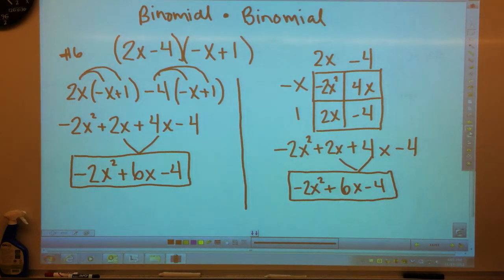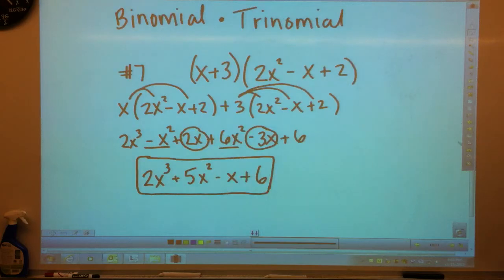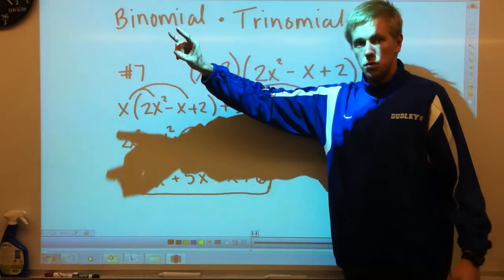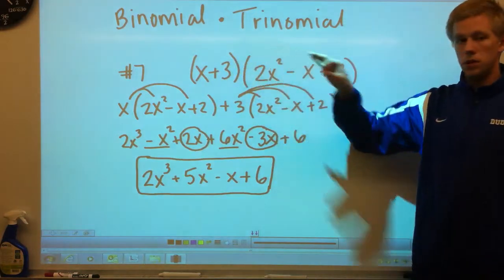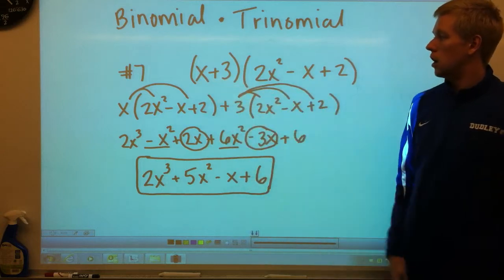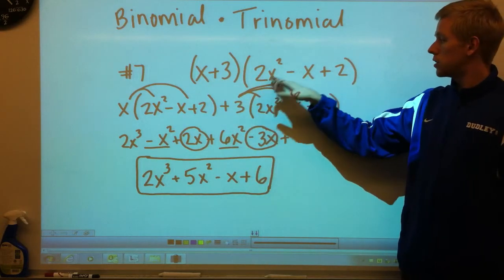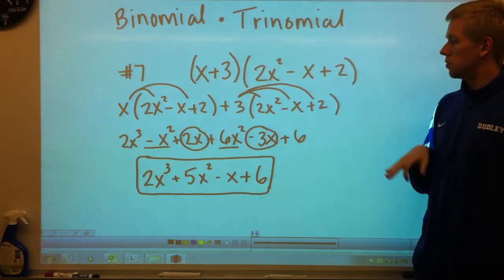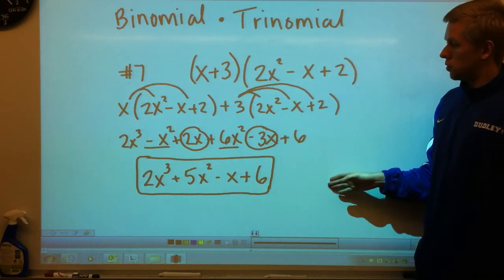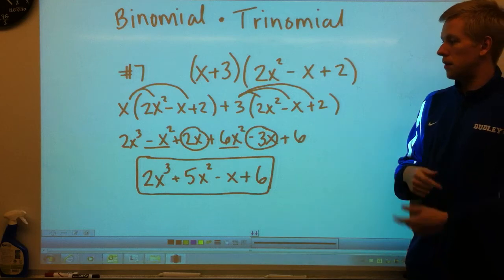Next, we're going to do one more example. And this time, we're going to do a binomial, which was 2 terms, times a trinomial, which is 3 terms. Our binomial was x plus 3. Our trinomial is 2x squared minus x plus 2. This is the split and distribute method. We're going to do the split and distribute method, then we'll do the box method next.